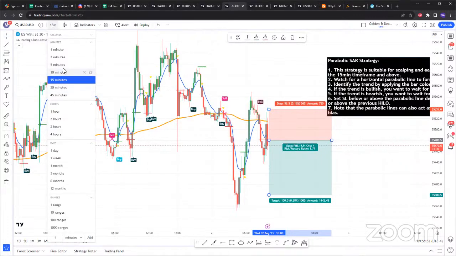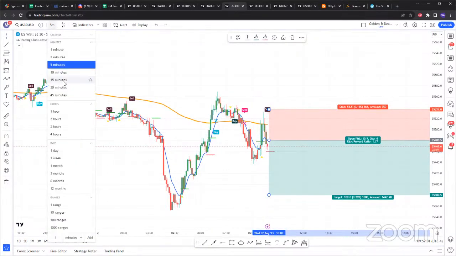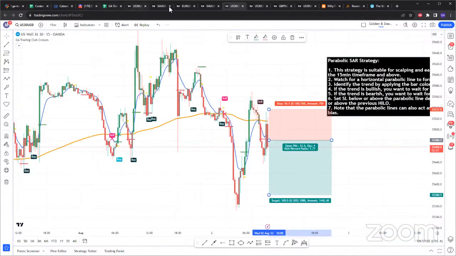If you guys want to maybe check out the 5-minute, again, I haven't backtested on the 5-minute, but you can see even on the 5-minute, it has its own parabolic SAR down here. But for me, I prefer the 15-minute.